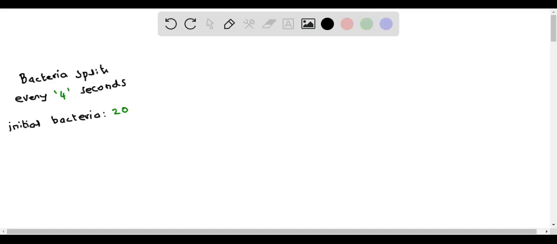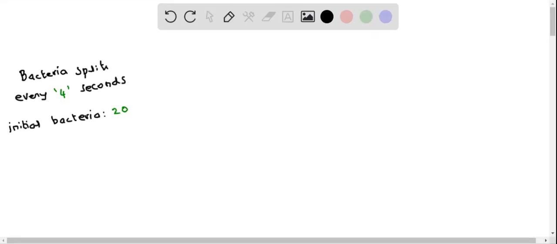In this question, we are given that the bacteria splits every 4 seconds and the initial bacteria is 20. And we have to determine the exponential growth model which describes this situation. So let's see how to determine the exponential growth model. First, let's understand this. The initial bacteria is 20.